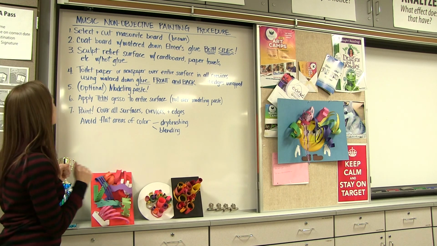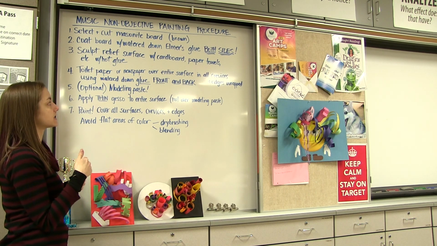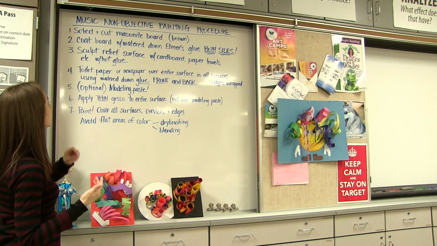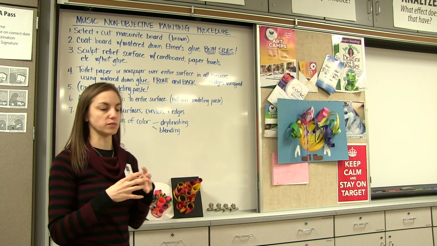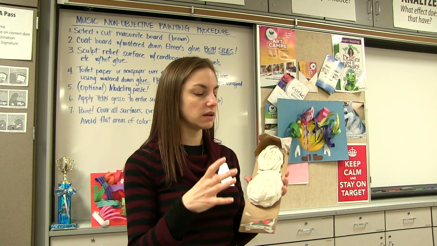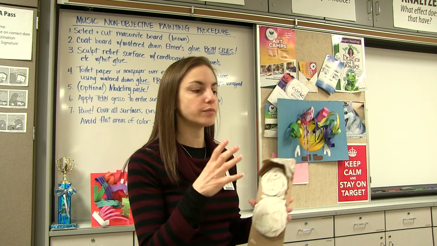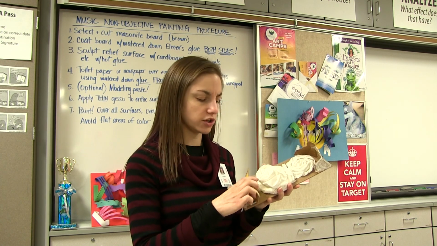Good. Moving along. After you use the watered down Elmer's on both sides and it dries, okay, then step 3 is to sculpt your relief surface. Remember we talked about relief paintings. And that's going to be using either paper towels or cardboard or something of that nature, okay?